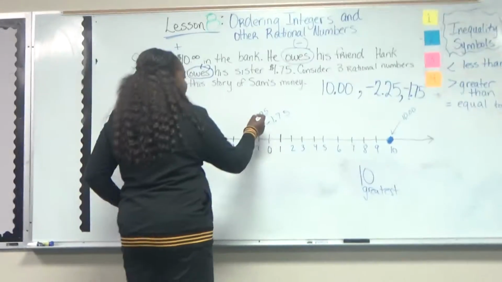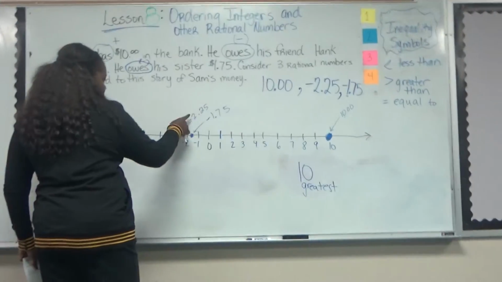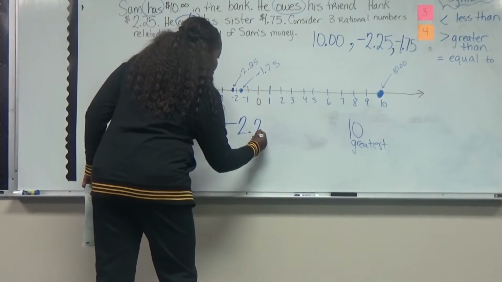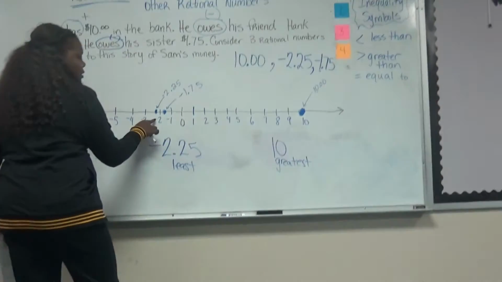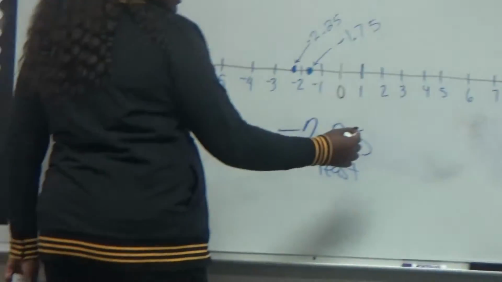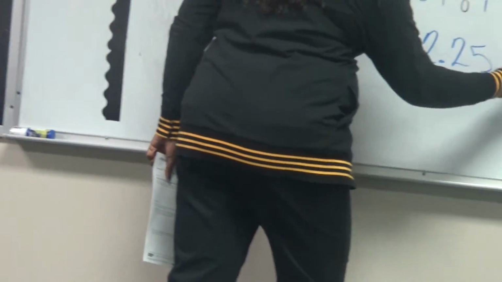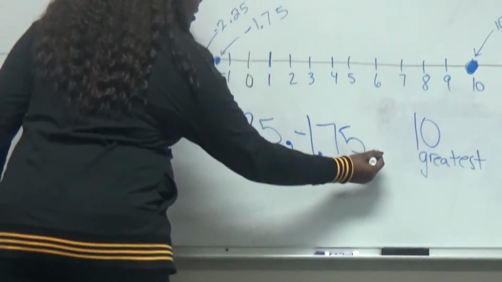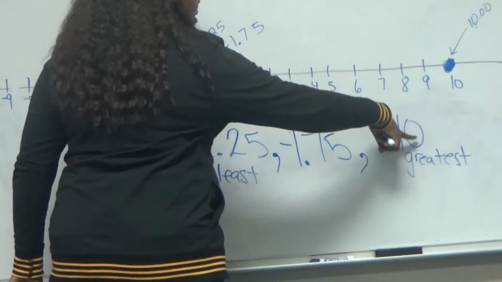Yep. So our first number, that's our least number, will be what? Negative 2.25. That's our least number. I'm pulling it straight down. That's the first dot. My second dot is what? Negative 1.75. Put a comma in between these, separating them. And my last dot was 10.